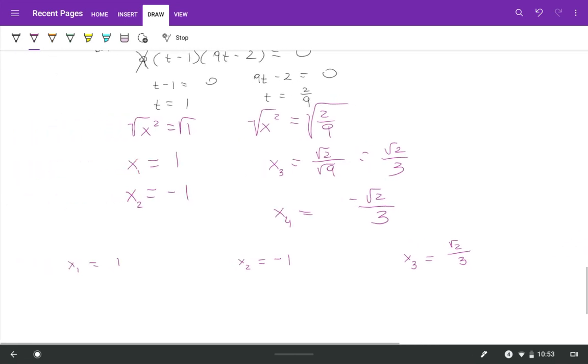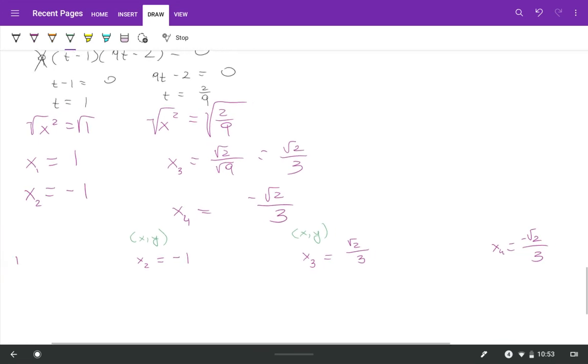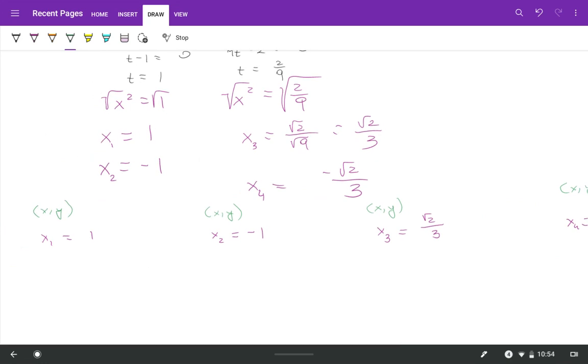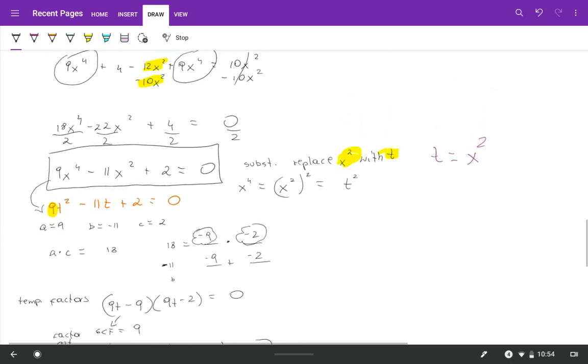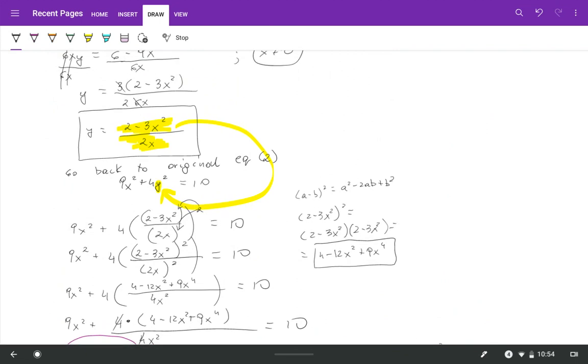So now what you need to do is find the y coordinate for each point. So don't forget that our solutions are the points x comma y. So when you have x's, you need to find y values, y coordinates. So we need to find all 4 points of intersection. So now we're going back to that long problem. Let's see, we use the substitution, and we know that y is equal to this right here. So I'm going back right here. y equals 2 minus 3x squared divided by 2x.